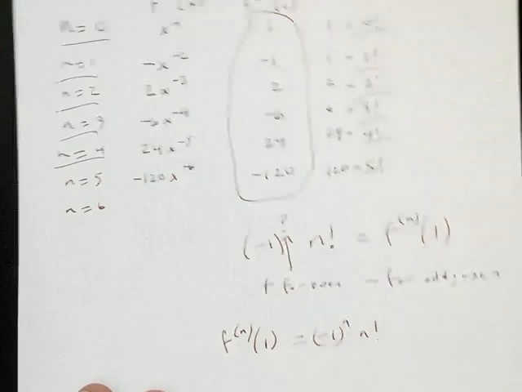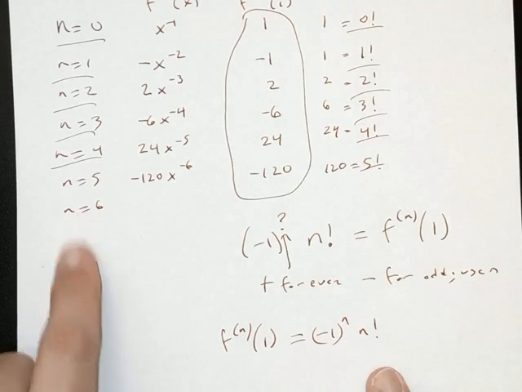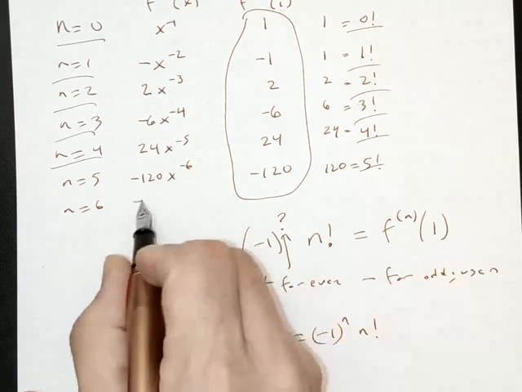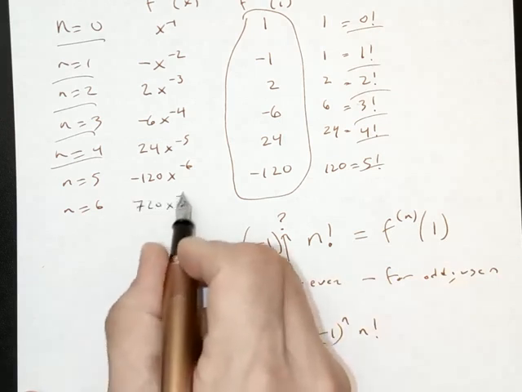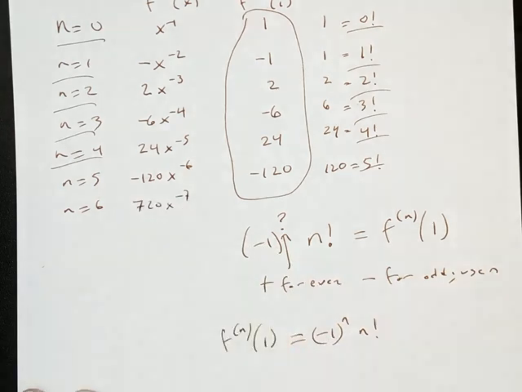Hey, let's check. What happens when n is 6? Should it be positive or negative? And it should be 6 factorial. The next derivative is 720 x to the negative 7th. When I put in 1, that'll be 720. What's 6 factorial? Grab your calculators. What's 6 factorial? It certainly will be 720. This matches my pattern.